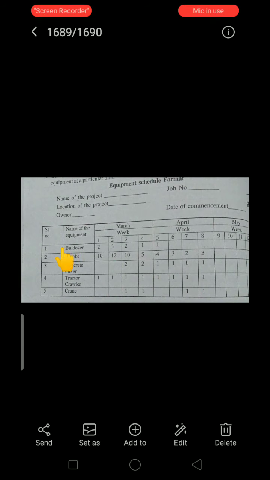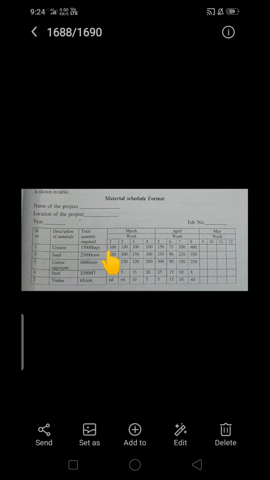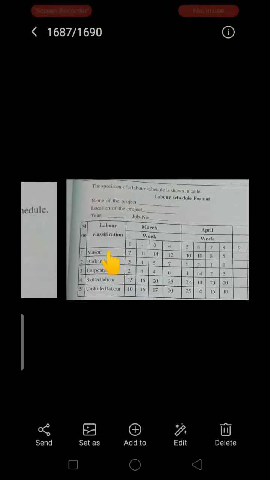For our work, the equipment required is: bulldozers for the excavation, trucks for removing the excavated earth, concrete mixer, tractor, traveler, crane. These are some of the equipment generally used in any construction work, and in the same manner we are going to distribute the number of equipment or machinery required while doing the work. So this is all about the equipment schedule.